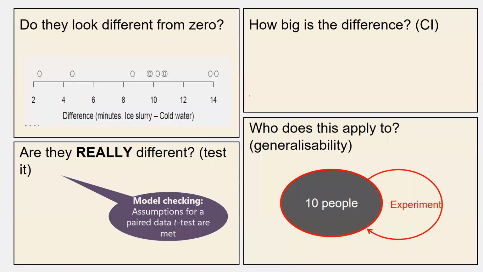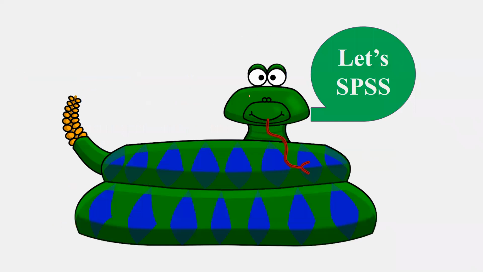Okay, so our assumptions for the paired data t-test are met. Now we need to go and do our paired data t-test. I'm going to show you how we would do that on SPSS.